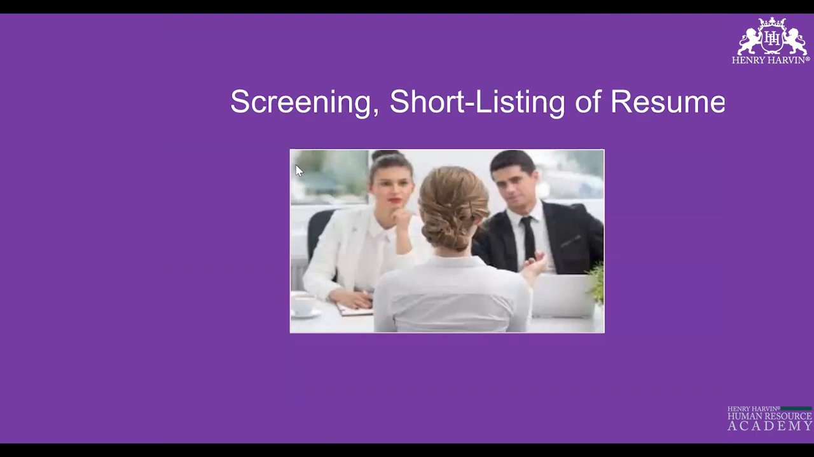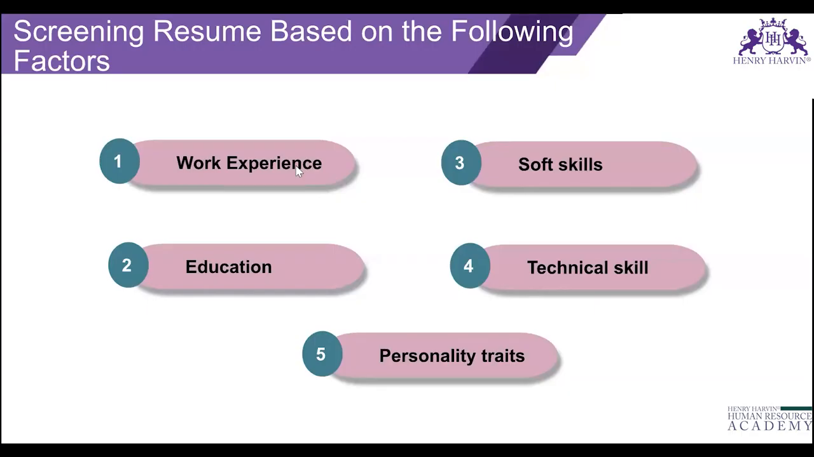Next is screening and shortlisting of resumes. How can you screen and shortlist resumes? In the recruitment process, you have 5 steps. The first step is to plan your recruitment. The second step is to make a strategy. Strategy means how you are going to recruit, how you are going to hire a candidate for your organization.